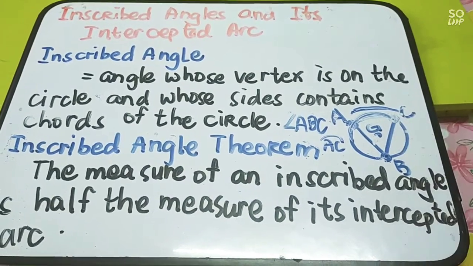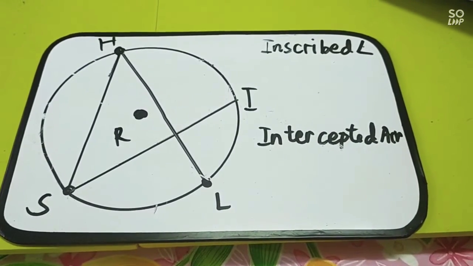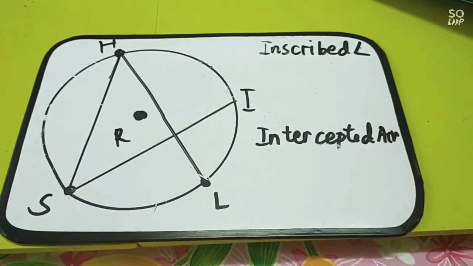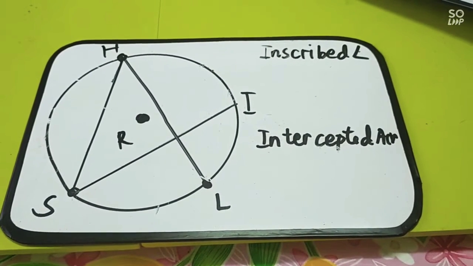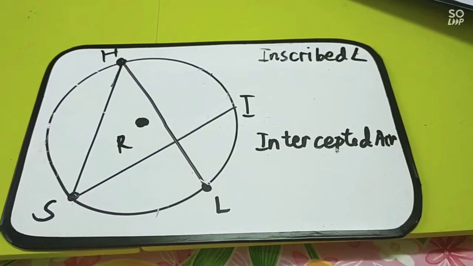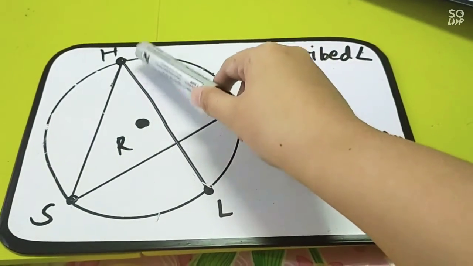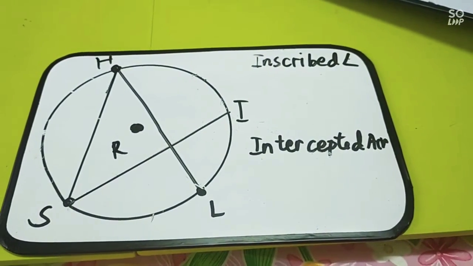Is it clear? Let us consider circle R. Let us find all the inscribed angles and the intercepted arcs of the inscribed angles. So, we have a common vertex here, which is S, and then H. Common vertex of an angle. So, let us name the inscribed angle.